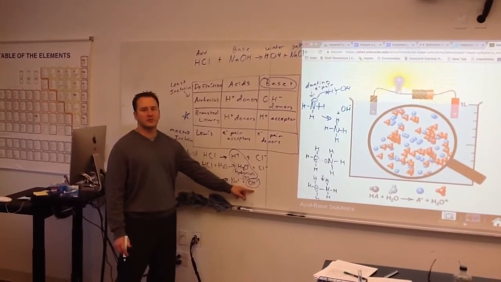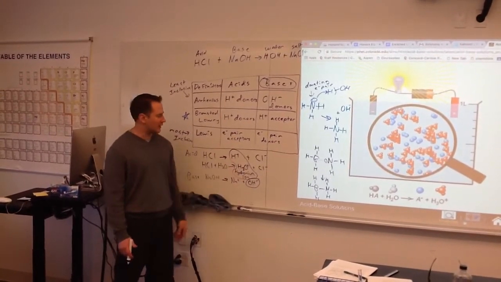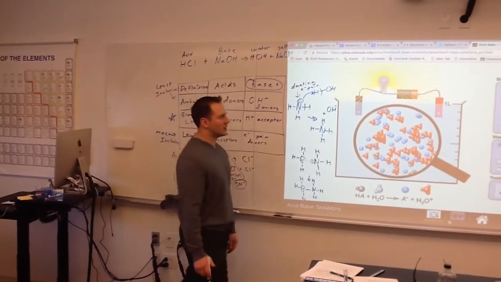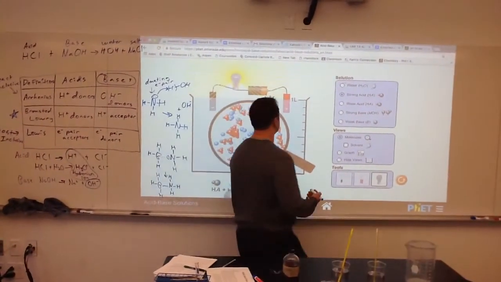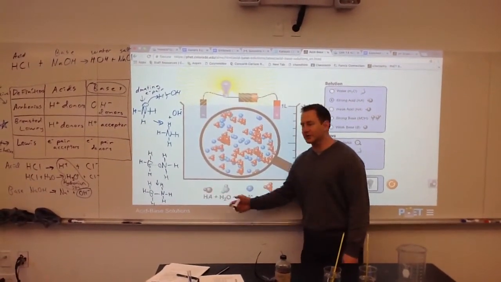So acids will contribute to the increase in the concentration of the hydronium ion or the hydrogen ion, and bases will result in an increase in the concentration of hydroxide. Now, strong acids will dissociate 100% of the time, and you can see that. There's no unionized version of it.